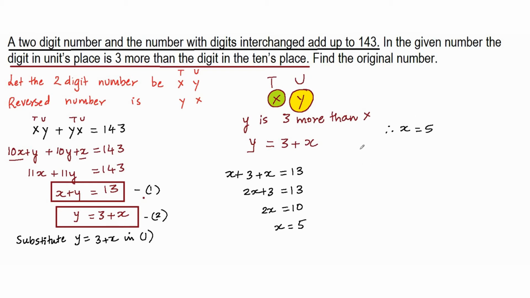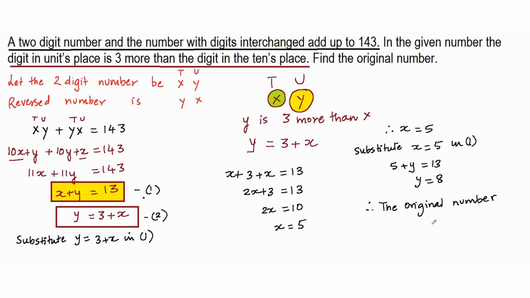Let's substitute x equal to 5 in my first equation, the one that I'm highlighting right now. If I substitute x as 5 there, I will get 5 plus y is equal to 13, which means y equals 8, and therefore the original number, which was taken as XY, has x as 5 and y as 8. That means the original number was 58.